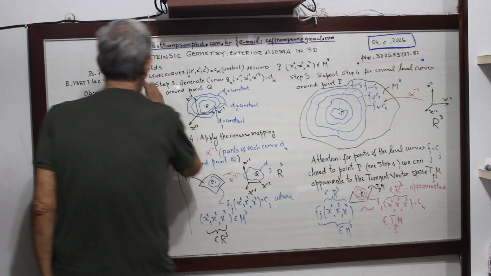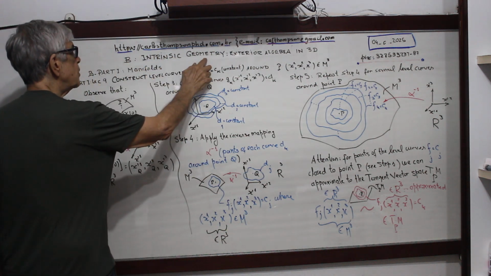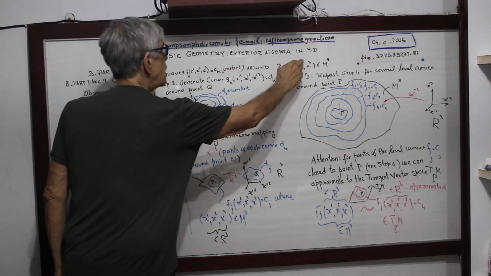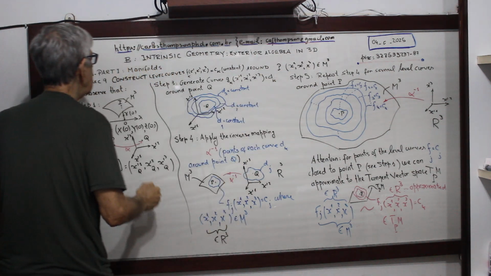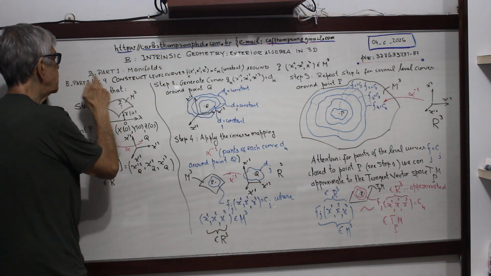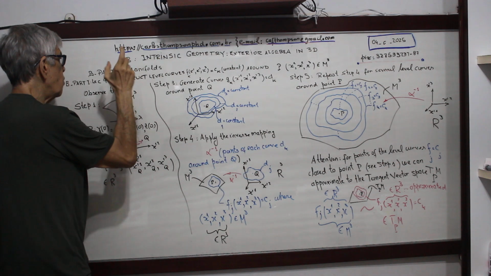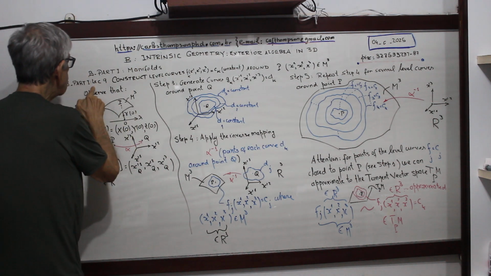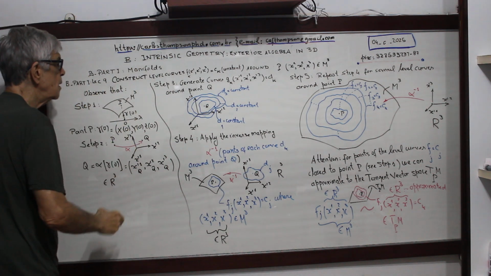Again, item B, intrinsic geometry, exterior algebra in 3D. Now item B, part 1, manifold. B, part 1, lecture 9.